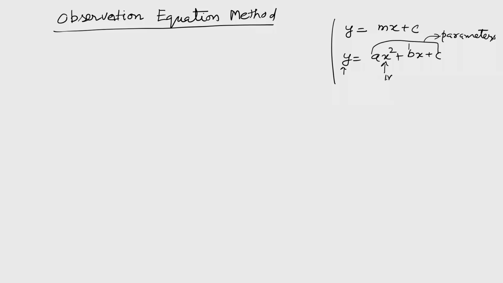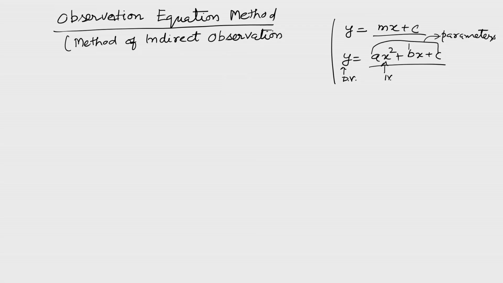So I write this as the IV, and this is my DV, the dependent variable, and we always introduce error in the dependent variable. Here I have a dependent variable explicitly given in the form of the independent variable, like this or maybe like this. We also call this method the method of indirect observation, or method of adjustment of indirect observations, because y is an indirect observation and I am trying to adjust that y.